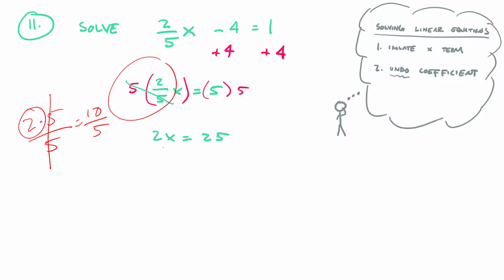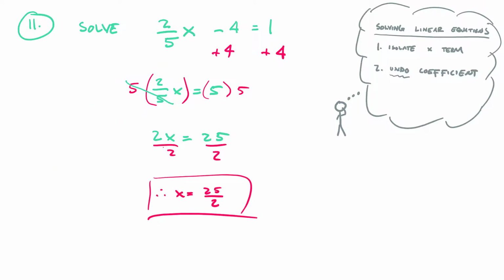So we have 2x is equal to 5 times 5 is 25, at which point I'll just divide both sides by 2, and the answer is 25 halves as an improper fraction, right? That's actually fine. I think if you want to think about it like that, that's totally fine.